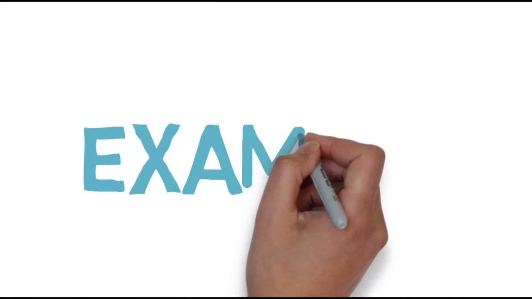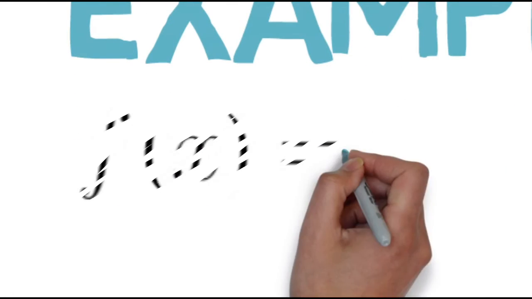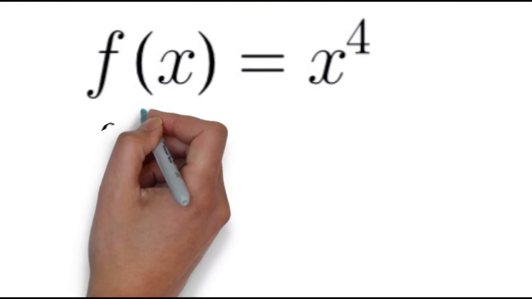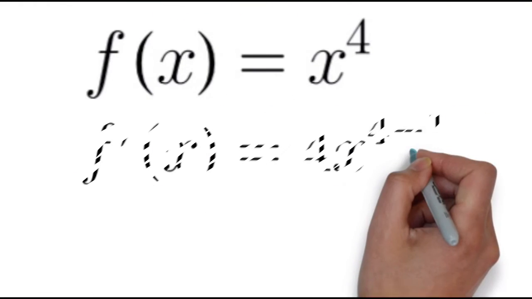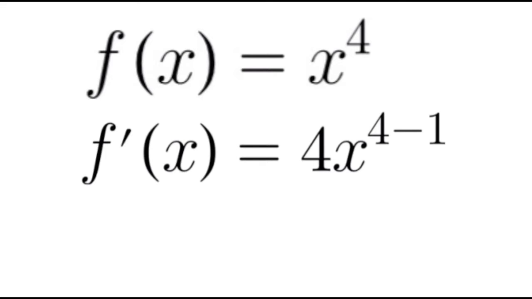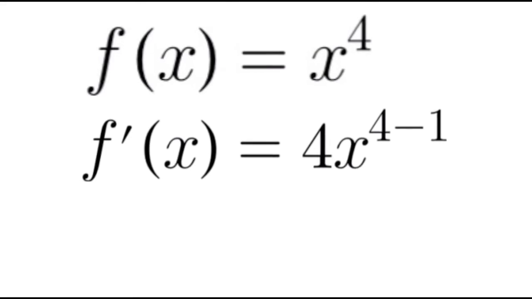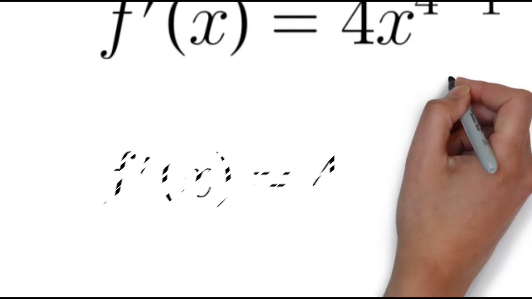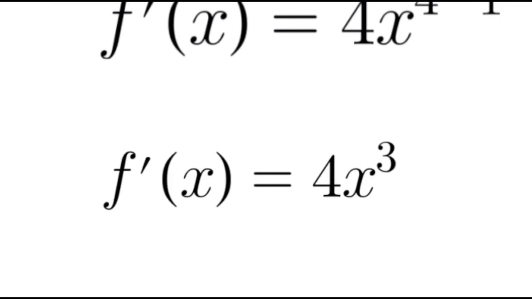Let's take this as an example. F of x is equals to x to the power of 4. Our n here is the exponent 4. Using Theorem 8, f prime of x is equals to 4x to the power of 4 minus 1. Solving this, we get f prime of x is equals to 4x to the power of 3.